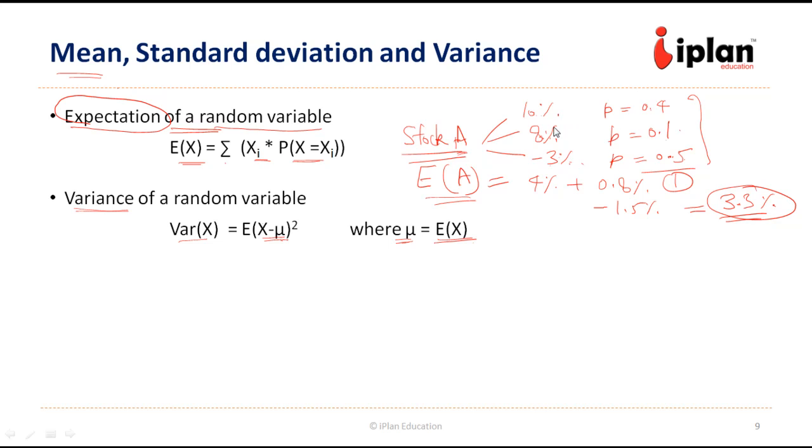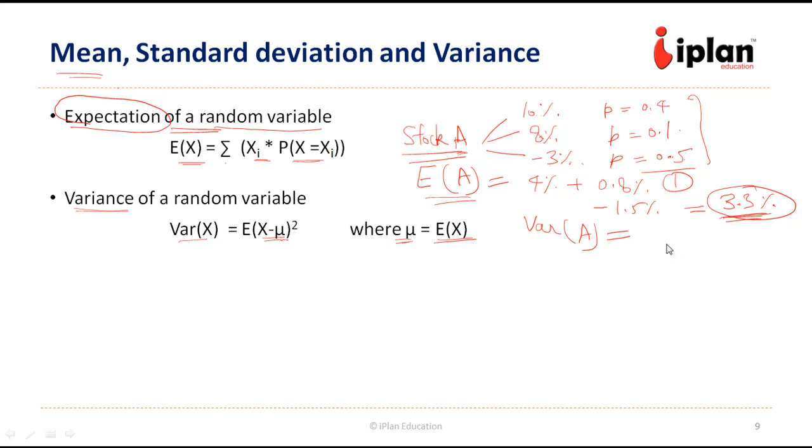We can calculate how much variation there is in each of the cases from the expected value. The expected value is 3.3%. So the first case is much higher than the expectation, the second case is somewhat higher than the expectation, and the third case is much lower than the expectation. So there's a lot of variation. How do we capture that? The variance of this random variable A can be given by the expectation of (x minus mu) square. We know the expectation is the summation of the value into probability.